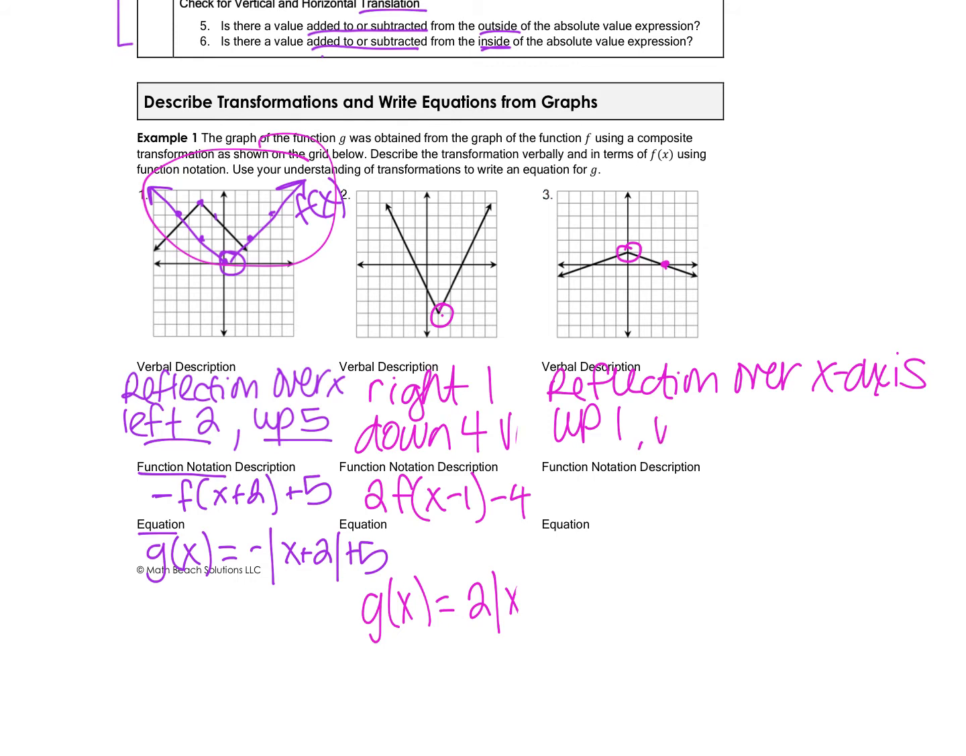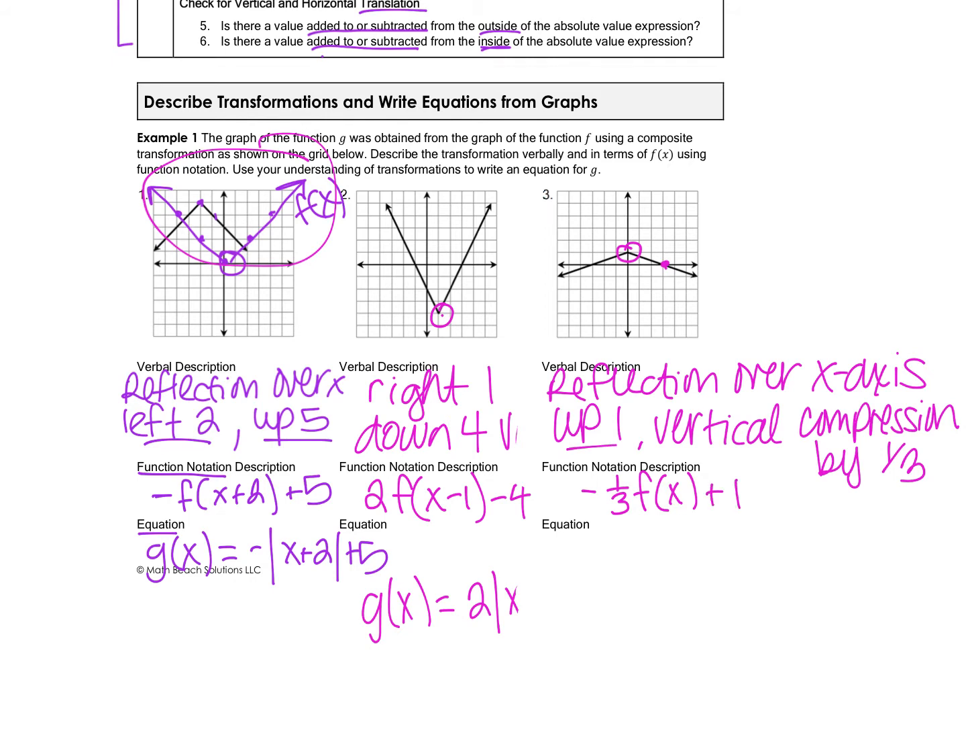So we have a vertical compression, because it's a fraction there, by a third. Okay, so my function notation, I have the negative in front for the reflection. My vertical compression is in front, so negative 1/3 f. We're not shifting left or right, so nothing needs to be inside the parentheses with your x. And we're going up 1, so we need to add 1.